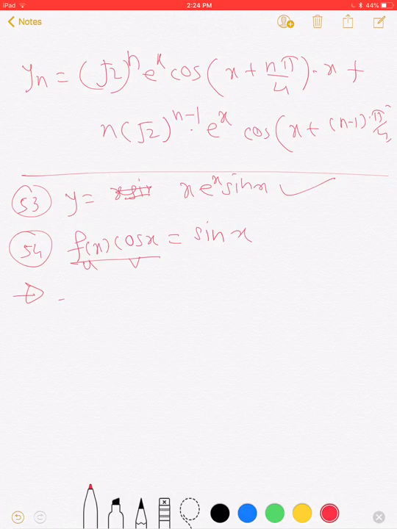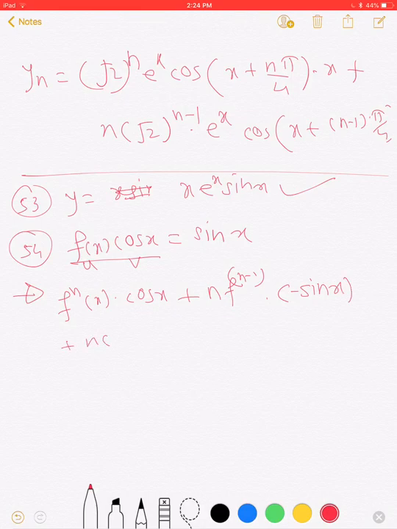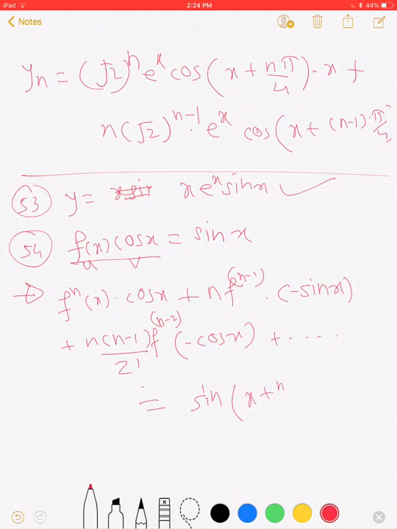So its nth derivative becomes f raised to the n of x into the second function as it is, plus n into the (n minus 1)th derivative of the function f, into the derivative of sin x, which is cos x, minus sin x, plus n into (n minus 1) by 2 factorial, into again the derivative of sin x, and this becomes the (n minus 2)th derivative, plus and so on, and it is equal to the nth derivative of sin x, that is sin of (x plus n pi by 2).